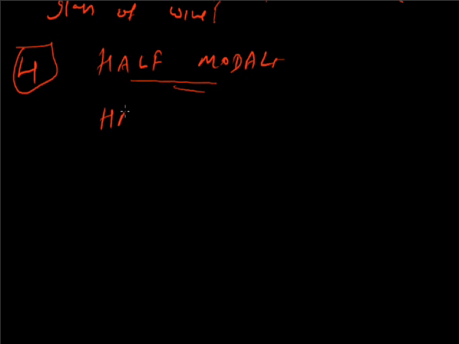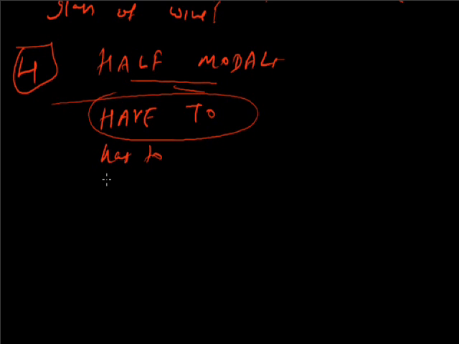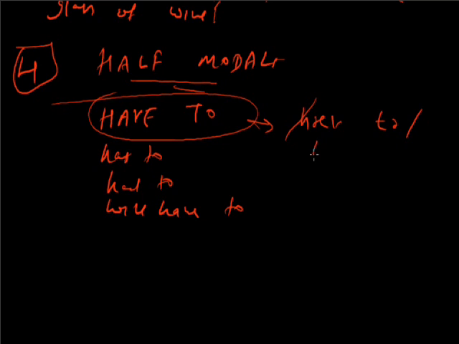So have to is the half modal with all its tenses. So there has to be have to, there has to be has to, there has to be what? Had to, there has to be will have to, all of them. And that's a half modal. All of them are half modals. Have to is a half modal with all its tenses. Clear? Let me write the pronunciation for you guys. It can be pronounced in two ways. Clear?